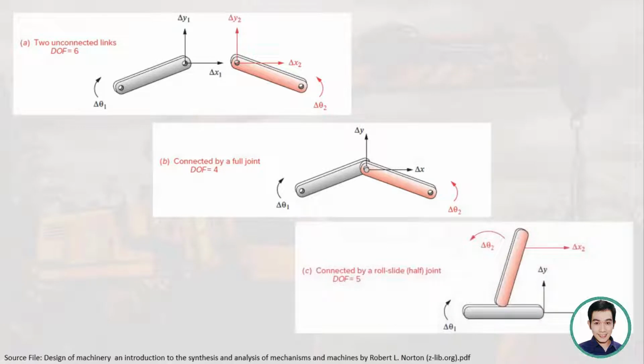And finally, when you connect them by using a roll slide half joint, you can see that the first link and the second link can rotate. So we have 2 degrees of freedom, plus the first link can move to the right or to the left, up or down. So that's another 2 degrees of freedom. So that is 4. And then the second link can only move to the left or to the right. So that is 1 degree of freedom because it is not allowed to go up or down, because they have to be connected always. For this case, the total degrees of freedom will be 5.